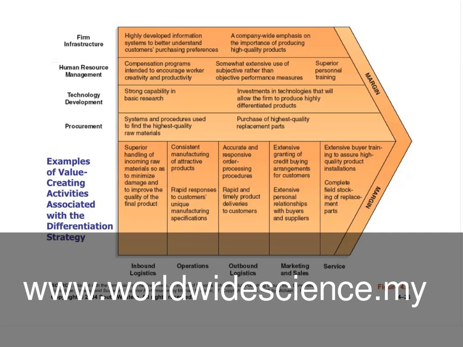Then human resource management. So compensation programs intended to encourage workers, creativity and productivity. So when you are a differentiation company, here you have more leeway, if you will, regarding your human resource. In order to encourage or value your staff, you would give them compensation programs, send them to certain places or seminars, or make sure that you are encouraging them continuously.